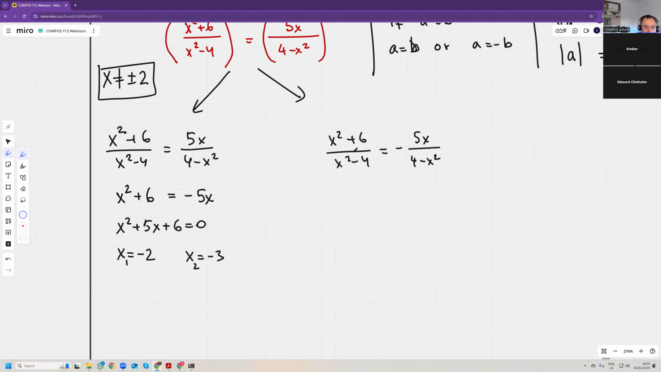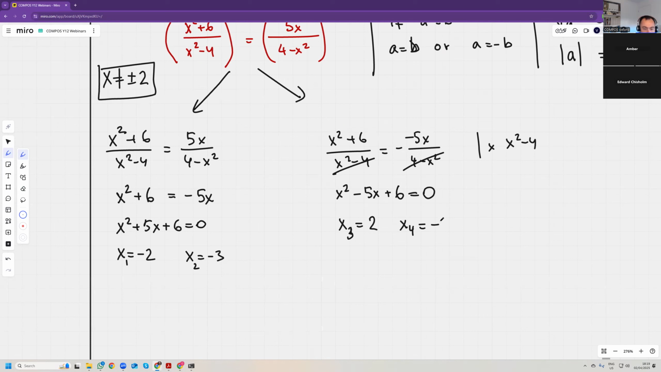Okay, here we have x squared, so plus 5x plus 6, no, sorry, minus 5x. Minus 5x plus 6 equals 0. And so I've multiplied both sides by x squared minus 4. That takes these out. This becomes minus, minus, minus, plus. Take it to the left, becomes minus. So x1 is 2. Sorry, x3 is 2.